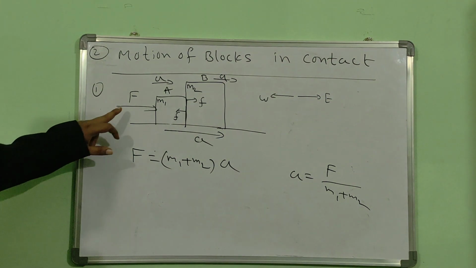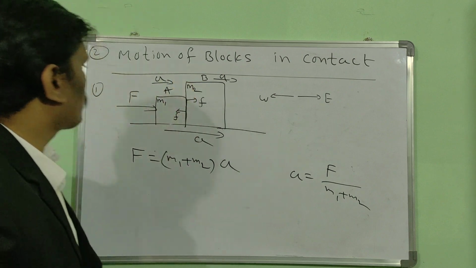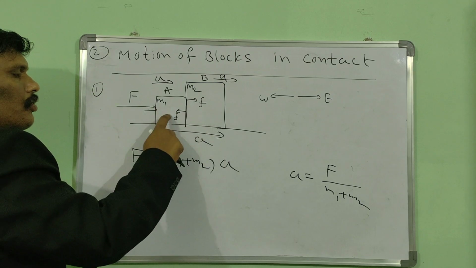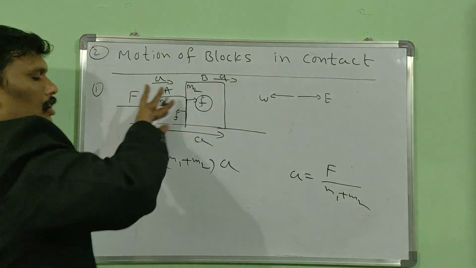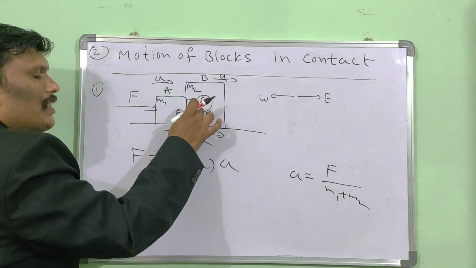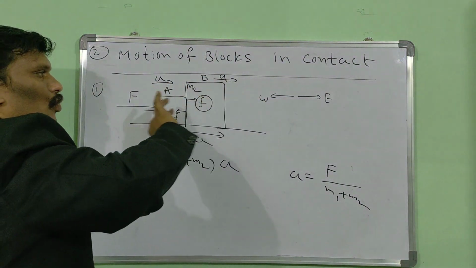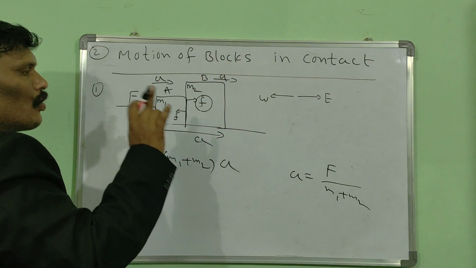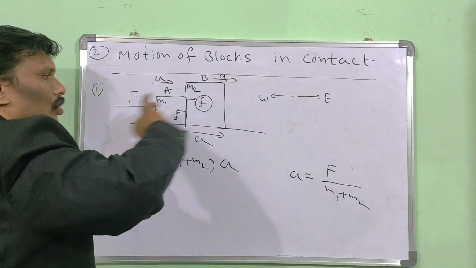Observe here, if I am going to consider this force like this, then how many masses does this force push? 2 masses, 1 and 2. Next, to calculate the contact force, observe here, this force pushes how many masses? Only 1 mass. This force pushes only 1 mass, this mass.